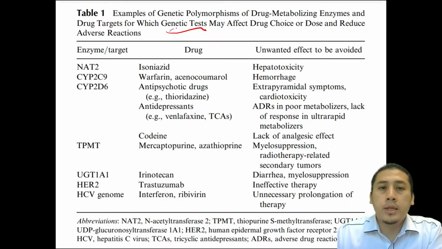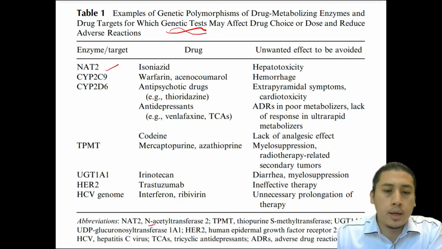So this genetic test can also affect the dose and reduce adverse reactions. Okay, maybe because it has a reduced capability of metabolizing that particular drug that you want to prescribe, then you would lower down the dose. Okay. The first example is NAT2.